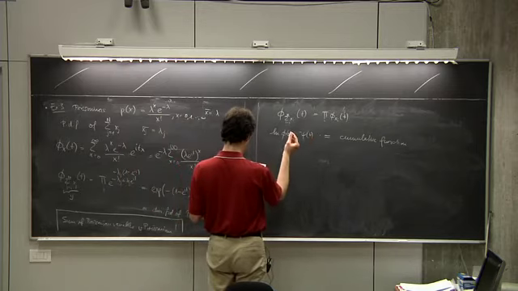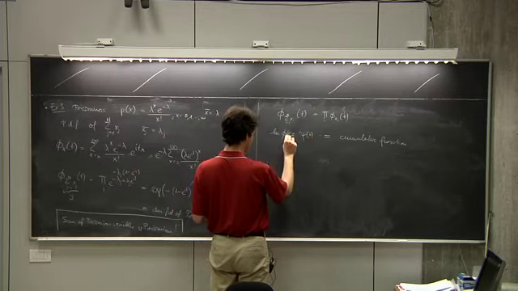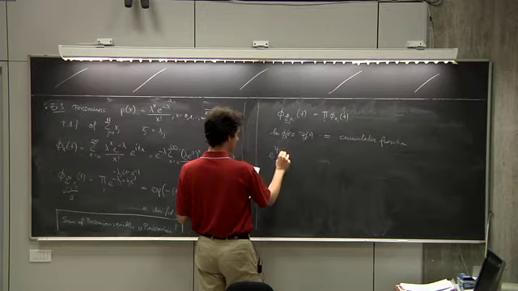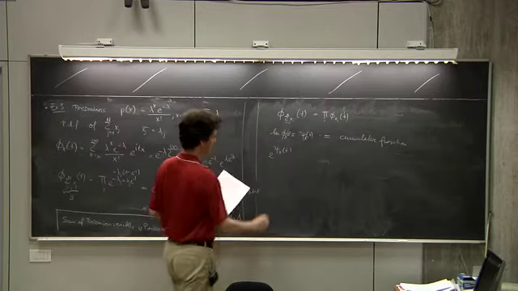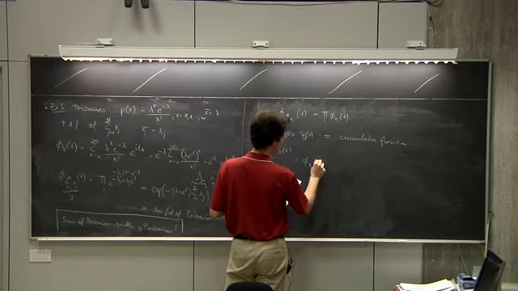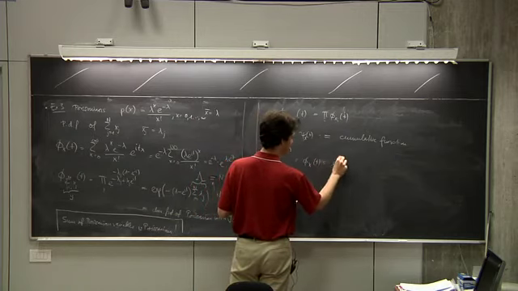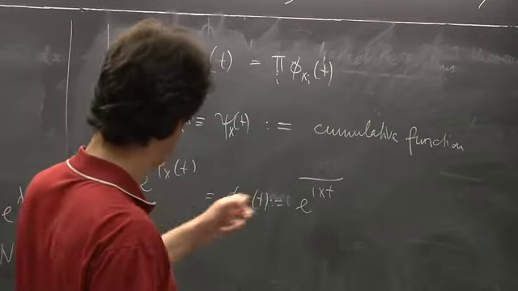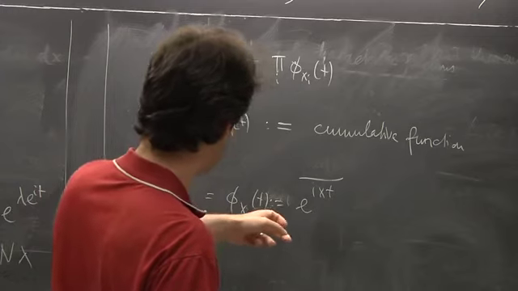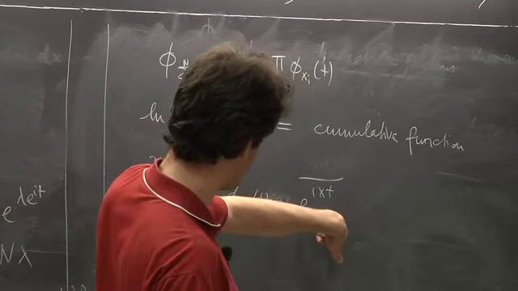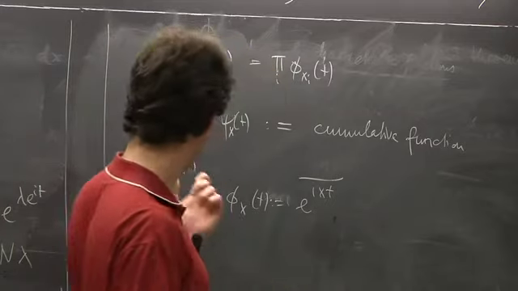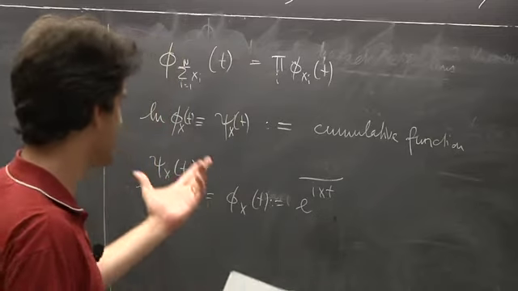Now, just to recall what the definition was. So there's an x here, maybe. Yeah. So if I exponentiate this, I just get this back. Right? And by definition, this was just e to the i x t, averaged. So what is the cumulative function? It is nothing else than, if I insist on writing this thing as an exponential, the cumulative function is what is in this exponential.